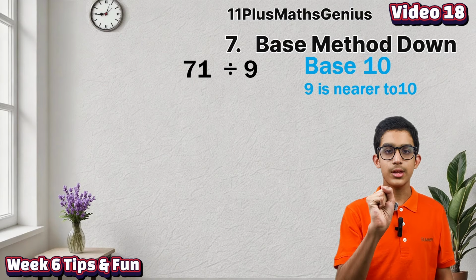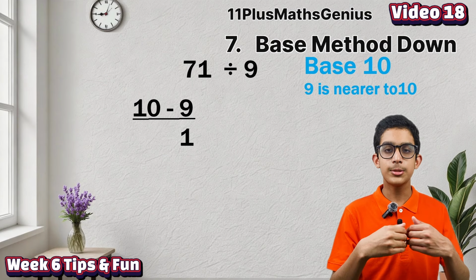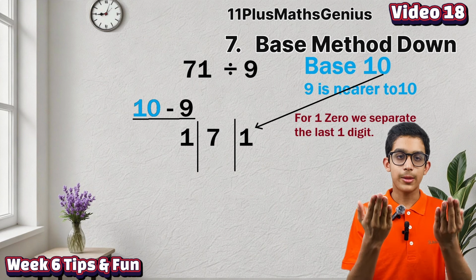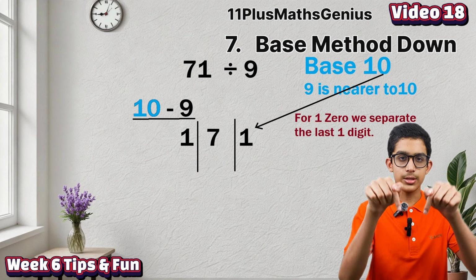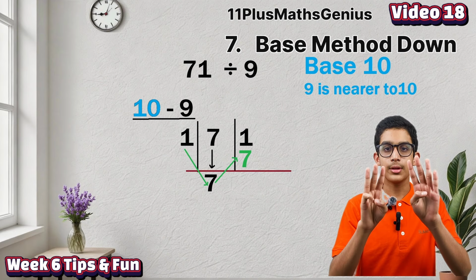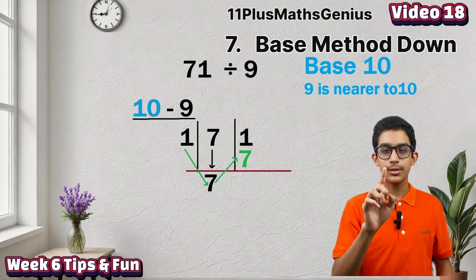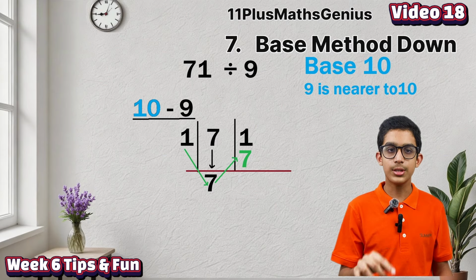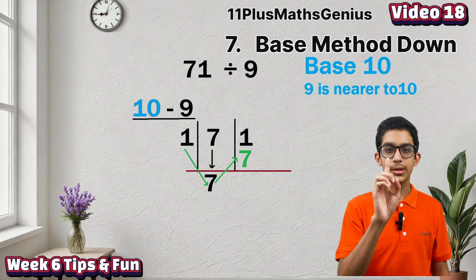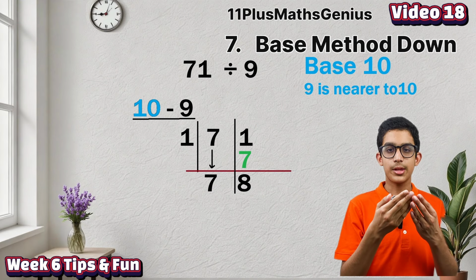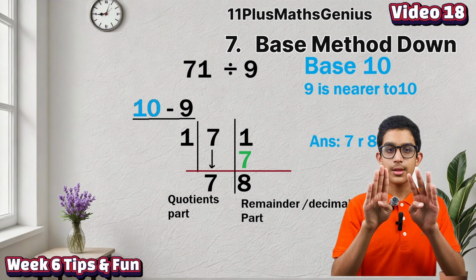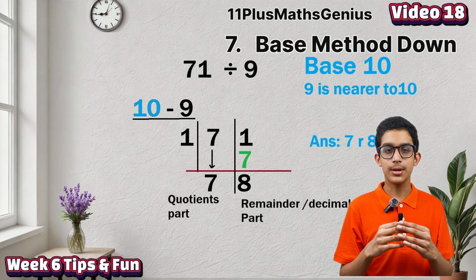10 minus 9 is 1. So, we divide 71 by 1. Now, we separate the ones. Put 7 straight down. Then, 1 times 7 is 7. Put it under 1. Since we don't have any more digits, we stop here. Now, add 1 plus 7. This 8 is our remainder, and our quotient is 8. So the answer is 7 remainder 8.